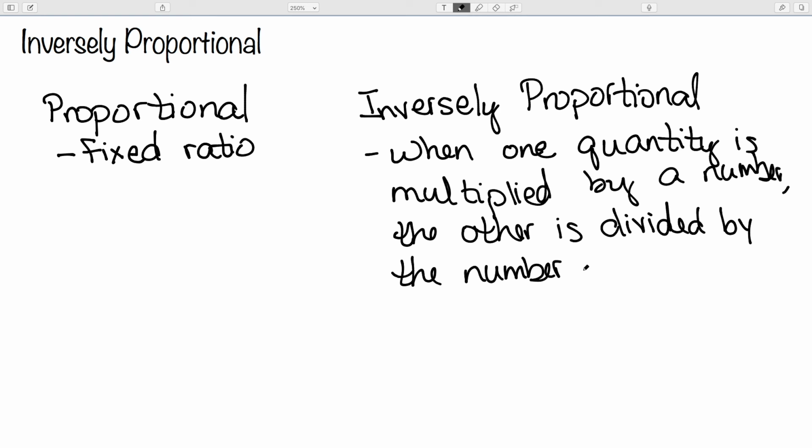Inversely proportional relationships are characterized by the fact that when one quantity is multiplied by a number, the other is divided by the number. So if I multiply one by 2, I must multiply the other by a half. If I multiply one by 7, I need to divide the other by 7, etc. So let's try to examine the difference between proportional and inversely proportional relationships.